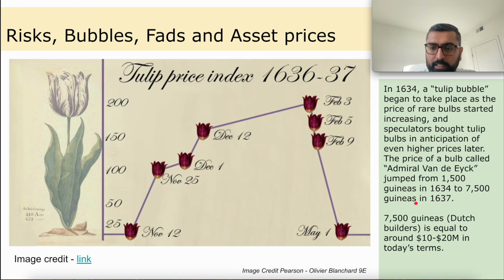7,500 guilders, or Dutch guilders. Yeah, so this is guilders. In today's terms, that is equal to 10 to 20 million dollars. So you could buy a big house, a big mansion with a big farm, and you could do a lot with that money. But that one bulb would grow into this unique tulip, and eventually it would die, right? That was worth 7,500 guilders.